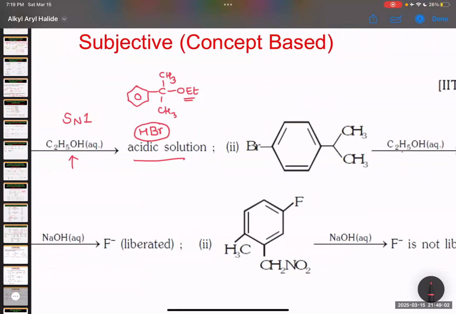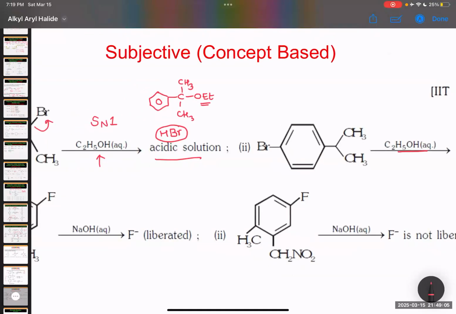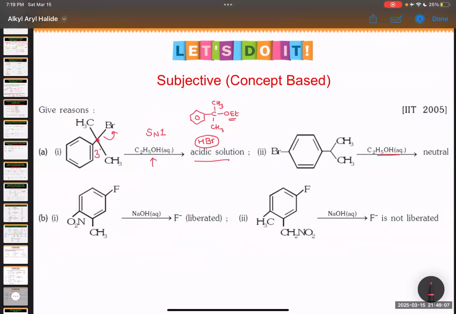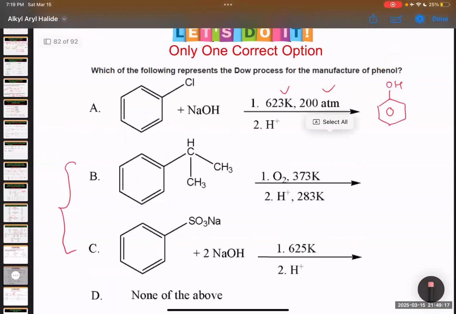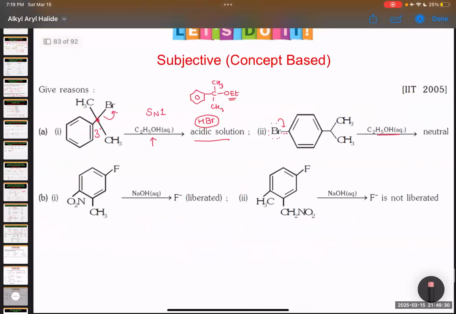But with aqueous ethanol, the solution is not going to become acidic. This Br can't come out unless you take a very high temperature and pressure. You can see over here what temperature we are dealing with. Got it? And very high pressure. So Br is not going to come out. Here with aqueous NaOH, no high temperature or pressure is given.